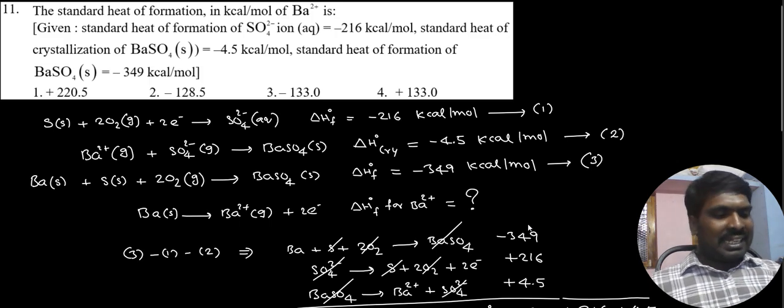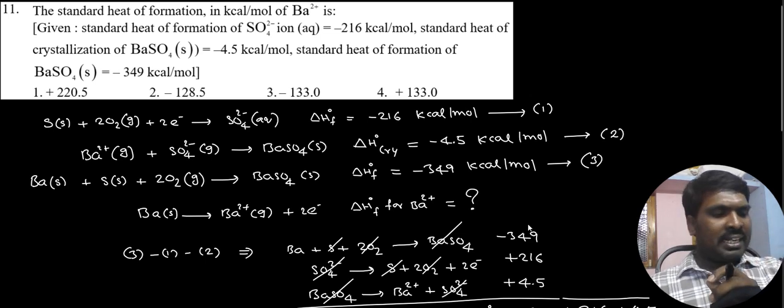If the standard heat of formation in kilocalorie of barium 2 plus ion is, given: standard heat of formation of sulfate ion aqueous minus 216 kilocalorie per mole, standard heat of crystallization of barium sulfate solid minus 4.5 kilocalorie per mole, standard heat of formation of barium sulfate minus 349 kilocalorie per mole. Here first one, standard heat of formation of sulfate.